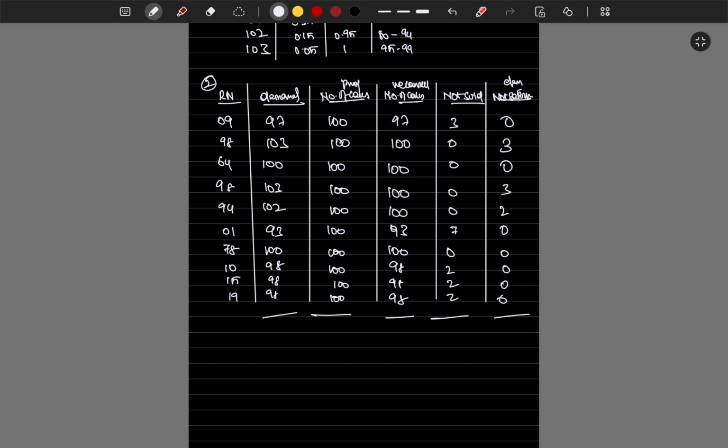Totaling everything up, we get the values. Sales: 97 plus 100 plus 100 plus 100 plus 100 plus 93 plus 100 plus 98 plus 98 plus 98, which is 984. We have produced 1000 units, and we were able to sell 984. We haven't sold 16 cakes, and we couldn't satisfy 8 cakes. The total demand is 97 plus 103 plus 100 plus 103 plus 102, 93.